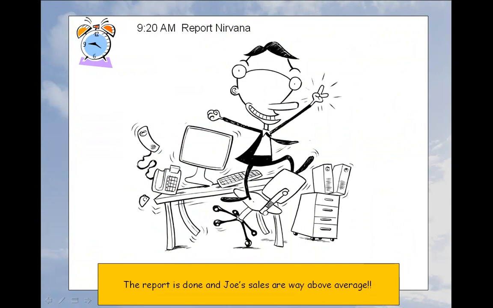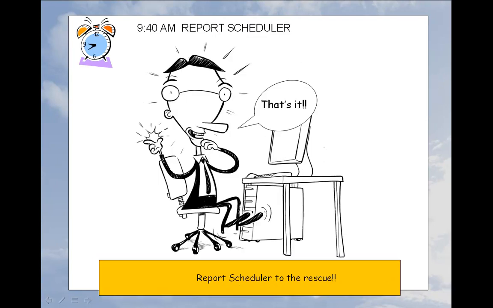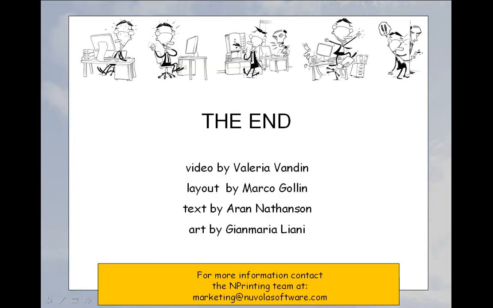Joe is in a report nirvana. Not only is the report done and the big boss is happy, but his sales are way above average. Oh no, not again. The big boss is calling from upstairs again, and he wants each salesman to receive their personal report every month. He wants it to be sent out automatically. What are we going to do now? Oh, report scheduler to the rescue. That's it. But hey, that's another presentation.